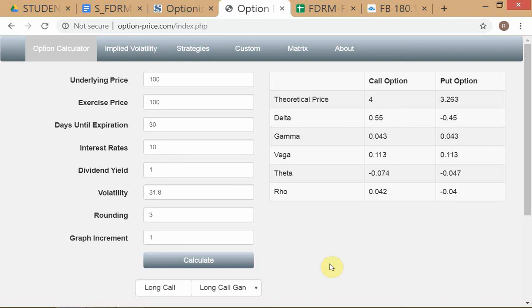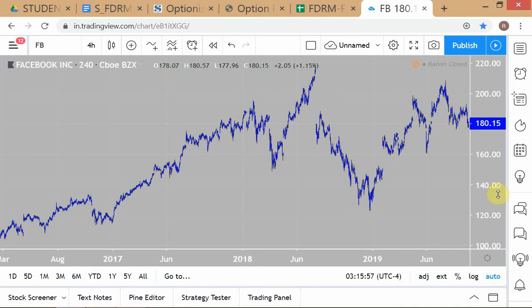For a particular option being traded in the market, the price is the result of trading. Just like you can't ask why the market price of Facebook is 180, it is just the result of all the buying and selling. Similarly, the result of all the buying and selling for that 100 strike option in the market is $4. The market price is $4.